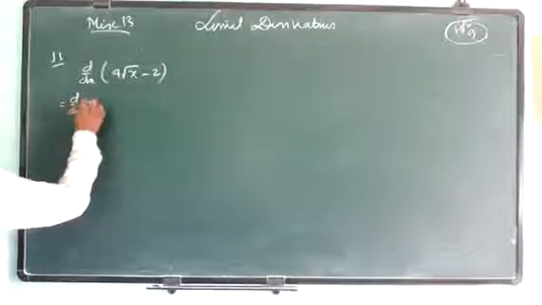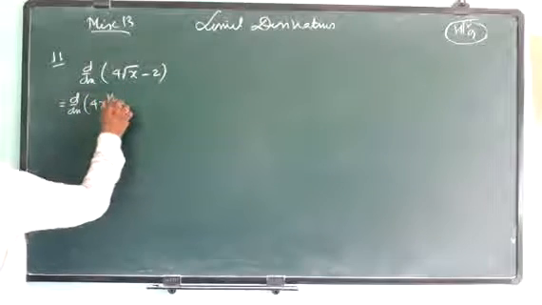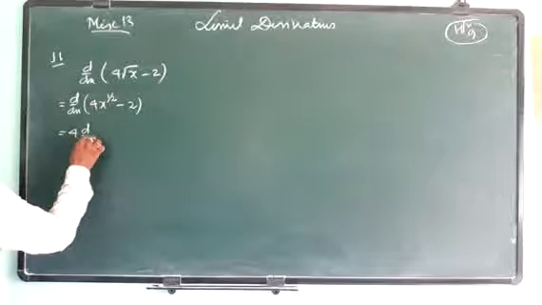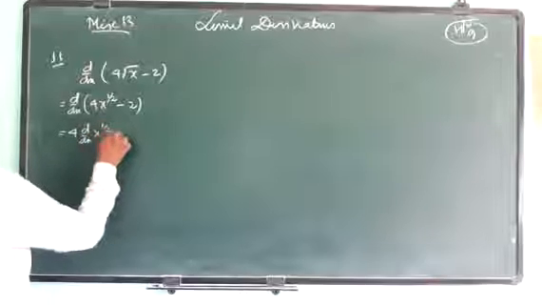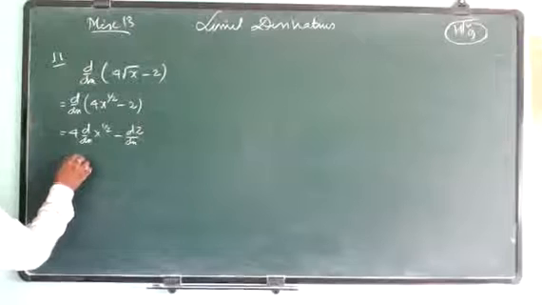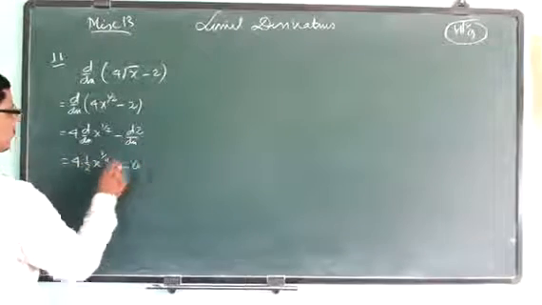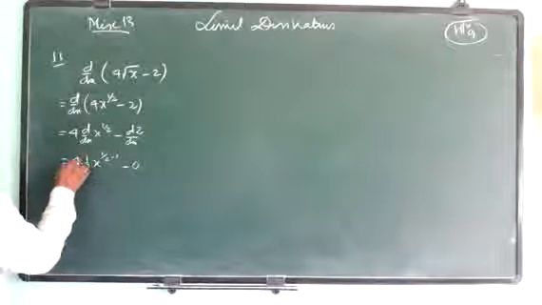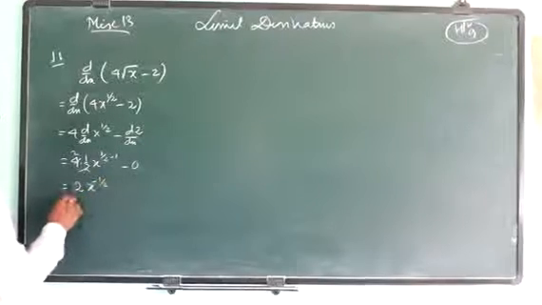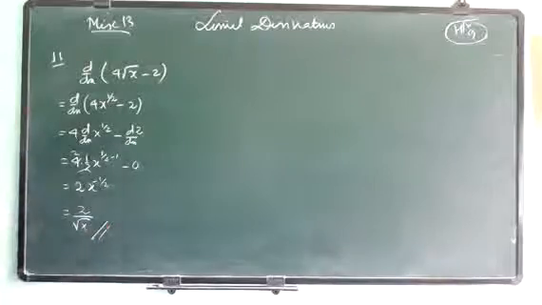d/dx of 4 root x can be written as x to the power half. Then take 4 outside: d/dx of x to the power half minus d/dx of 2. Then this will be what? Half x to the power half minus 1, and it is 0. So after cancellation it will be 2 x to the power minus half. That is, we can write this one as 2 by root x. So this is our answer.